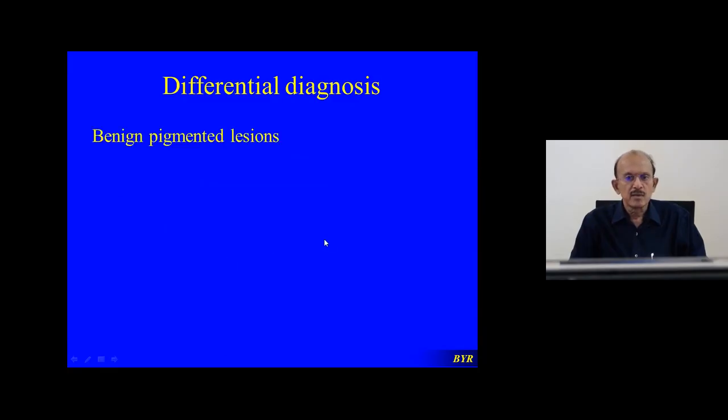Differential diagnosis. All pigmented lesions have to be differentiated. So what are the pigmented lesions of the skin? Apart from melanoma, there are a few benign pigmented lesions and a few malignant pigmented lesions. So the benign pigmented lesions, which are pigmented, you tell me some pigmented benign lesions. Good, name one. Next.